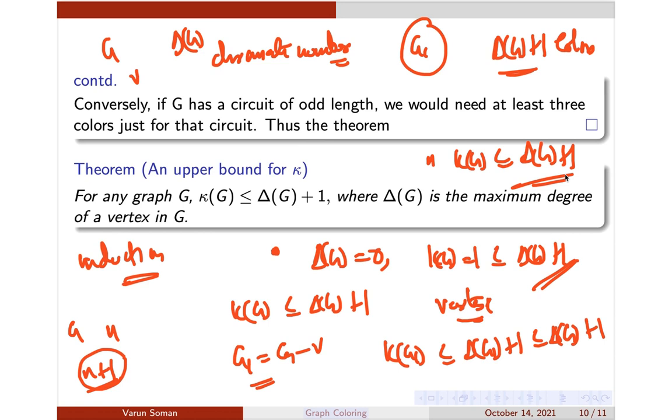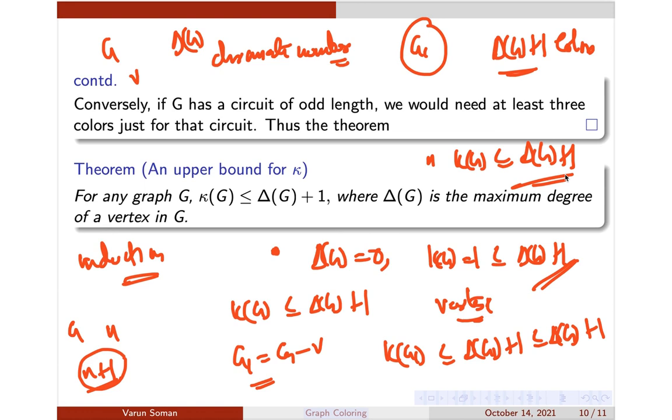Using the result, it carries over for that graph. So that graph can be colored with delta G1 plus 1 colors, or in particular with delta G plus 1 colors, because delta G1 is less than or equal to delta of G. So this G1 could be colored with delta G1 plus 1 colors. Now you color all the vertices like that. Now you give back the vertex V, and you get the original graph.